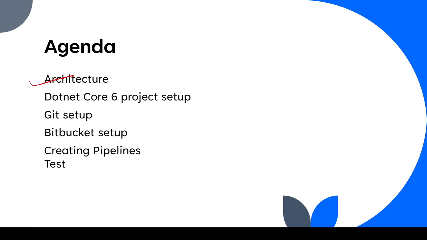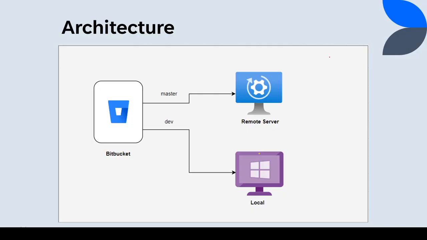Then we are going to set up our .NET 6 project. It will be a simple web API only, and it will just return hello world so that we can identify it. And then we will set up our GitHub and Bitbucket setup. Then we will create our pipelines and then we will test what we have created. So this is very simple.